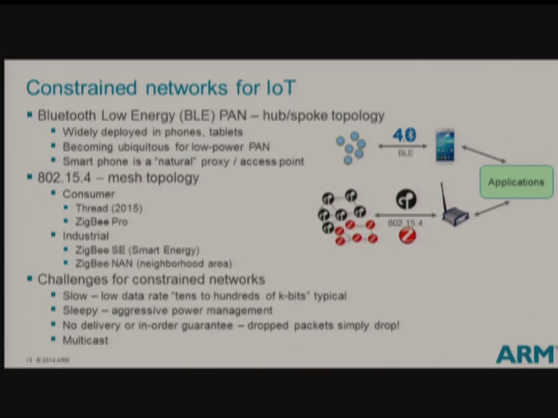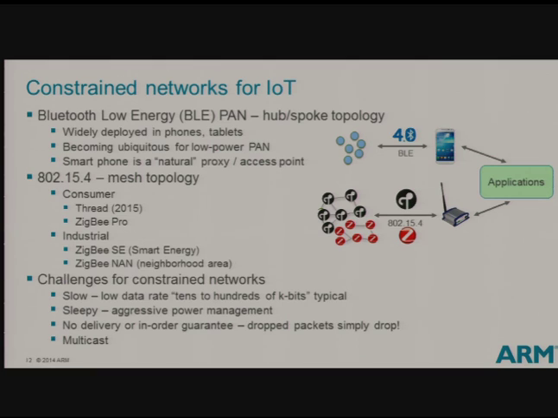Okay, so constrained networks for IoT, just to summarize: BLE, Bluetooth Low Energy, is personal area networking, hub and spoke, works with your cell phone. You all know what that is. 15.4 is a mesh topology. The consumer version of that is Thread and Zigbee Pro, which is the version of Zigbee that's used for light bulbs and things like that. There are industrial versions: Zigbee SE, Smart Energy, that's used for electric meters, and Zigbee NAN, neighborhood area, which is used for street lights and stuff like that at sub-gigahertz frequencies.